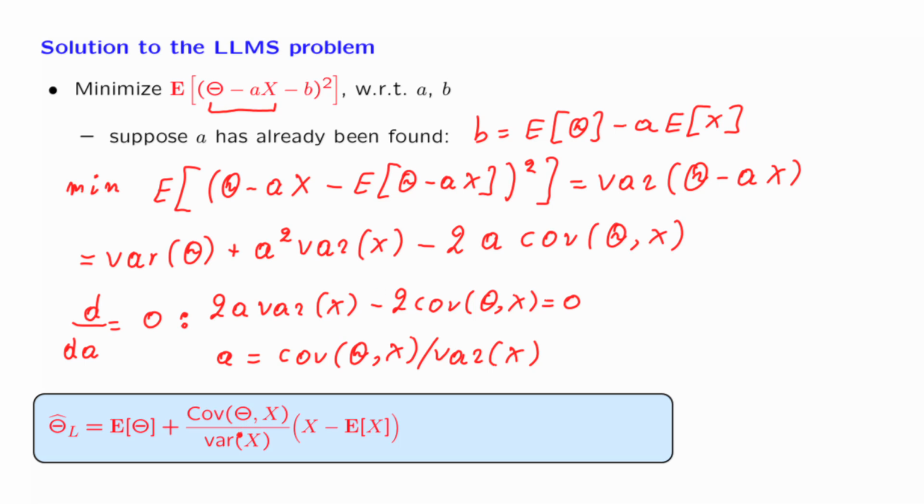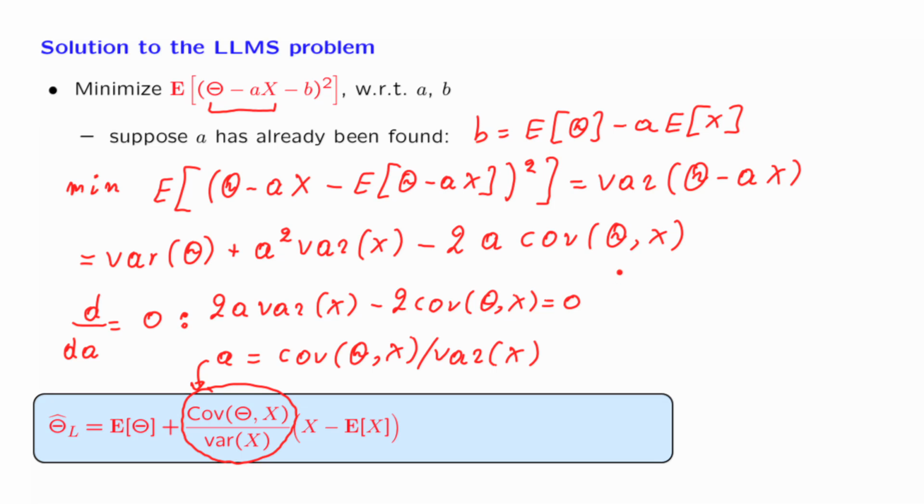And here's the form of the solution. This coefficient here is the coefficient a. So we have here the term ax, and then this term together with a times the expected value of x, these correspond to the coefficient b.